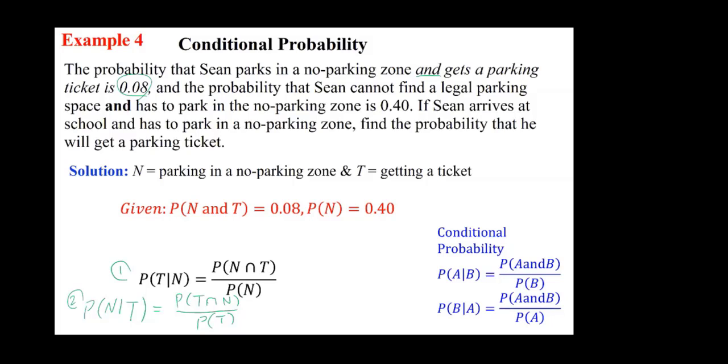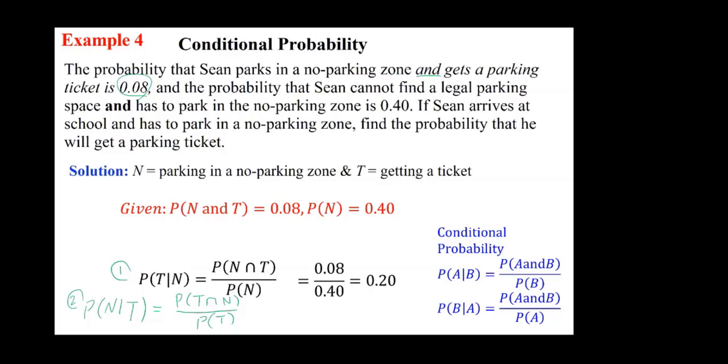And you can write both of them and then figure out which one you need. As you can see, we have the numerator fine, but as far as the denominator, we only have P of N. Therefore, we use the first one instead of the second one, and we just plug in everybody. And of course, we were interested in finding that specific conditional probability, probability of T given N, a conditional probability.